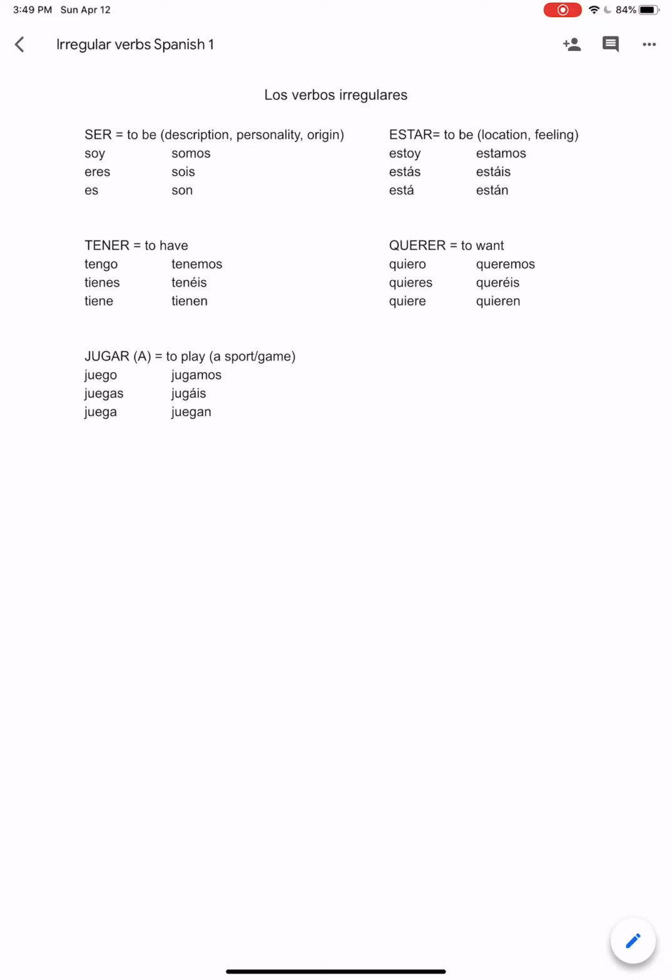These are the irregular verbs that you will need to know for any of the practice assignments that we do this week and moving forward as we go throughout the rest of this school year.